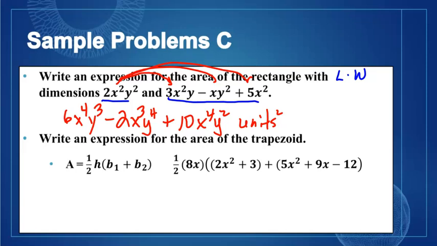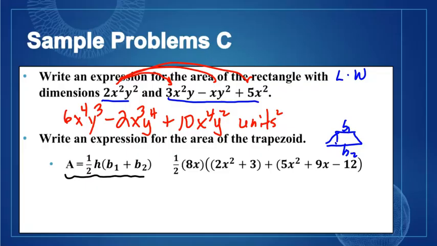Next, it says write the expression for the area of a trapezoid. In the area of a trapezoid, you can see the formula here. A equals half of the height times base 1 plus base 2. So I've already substituted those numbers in for the height. So the height is 8x, and the base 1 is 2x squared plus 3. And the base of the second part is 5x squared plus 9x minus 11. Now just to review a trapezoid, here is one example of a trapezoid. So this would be like base 1, this is like base 2, and the height would be from the top to the bottom. So now let's simplify this.